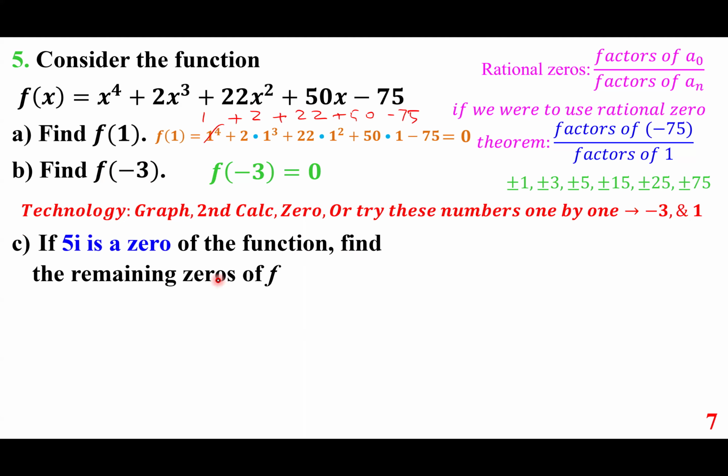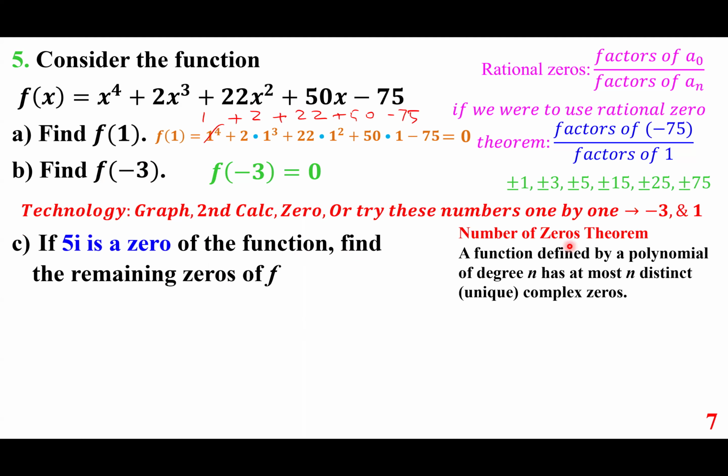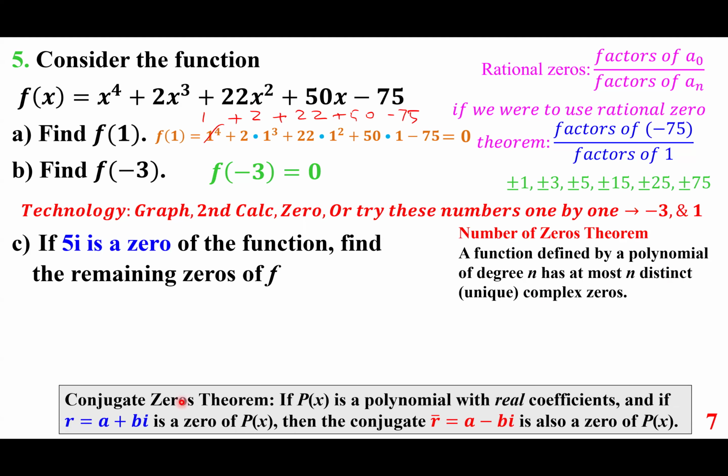So, what do we need to know? This is important. Number of zeros theorem: a function defined by a polynomial of degree n has at most n distinct or unique complex zeros. Remember, the multiplicity adds up to n. Also, conjugate zeros theorem: if p of x is a polynomial with real coefficients, and if r equals a plus bi is a zero of p of x, then its conjugate r bar or r star or r prime, depending upon the text, a minus bi is also a zero of p of x.